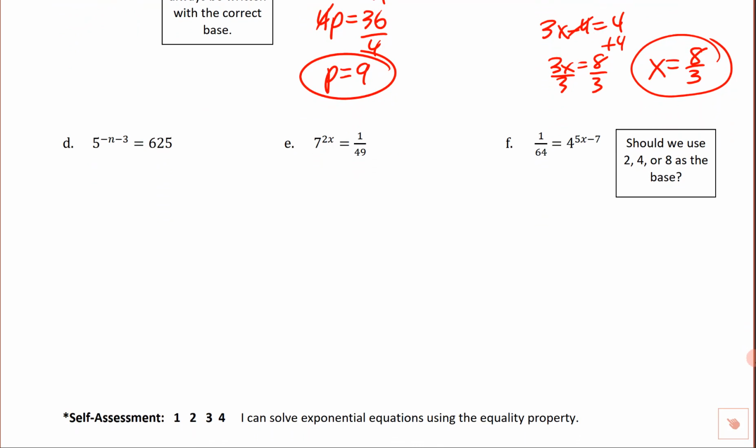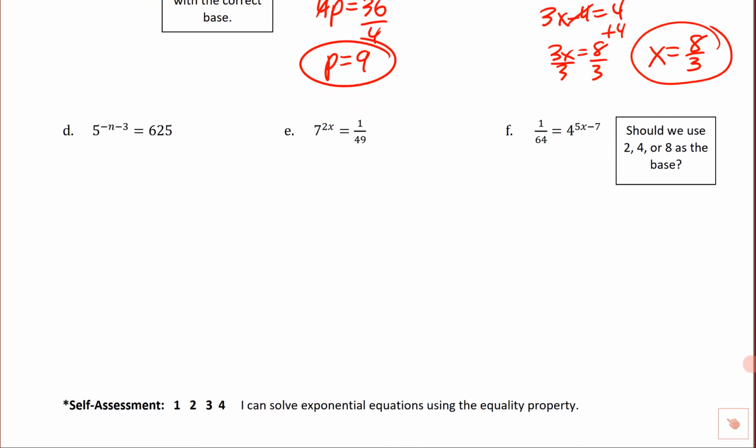So we're in really good shape there. Okay, let's turn our attention to this. This one looks kind of weird, but let's go ahead and deal with this. This is 5 to the negative n minus 3, and then we've got 625.